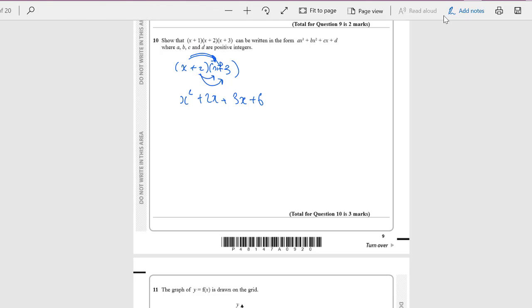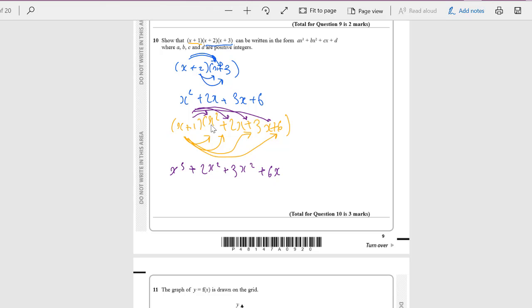And then the one that we have left is x plus 1. I'll do it in a different color. So x plus 1 times all of this, 3x plus 6. So again, my trusted arrows, and I'll use a different color for the other arrows. So we'll get x cubed for this one, plus 2x squared plus 3x squared plus 6x, and then plus x squared plus 2x plus 3x plus 6.